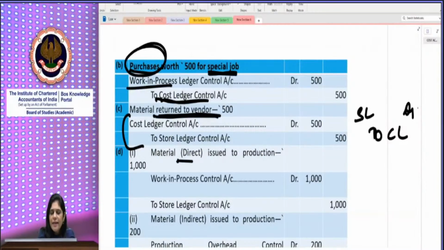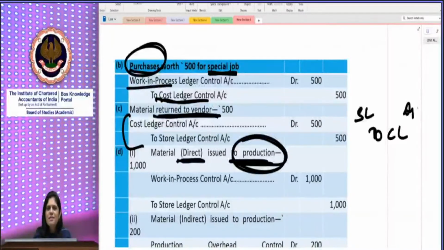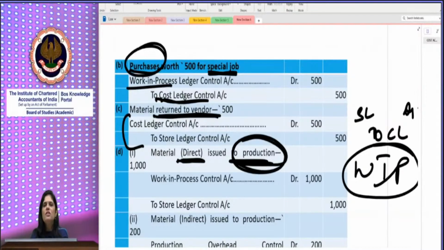Material, direct material issued to production. There is only one production account, that is WIP. Anything which is going to production, material, labor, expenses, all your prime cost and factory overhead, four things can go to WIP. Direct material, direct labor, direct expenses and factory overhead will go to WIP account. WIP account is also called the production account, where the main cost of production will be calculated, right?